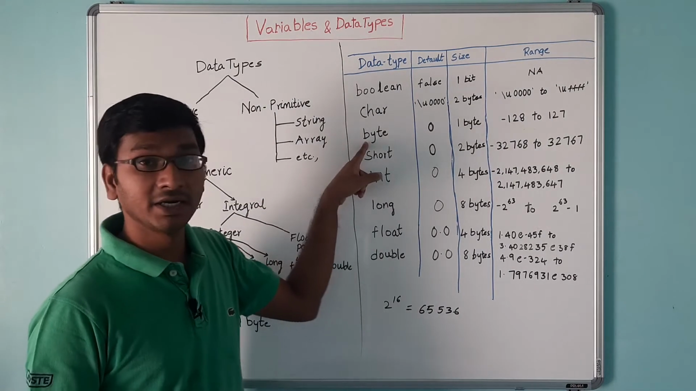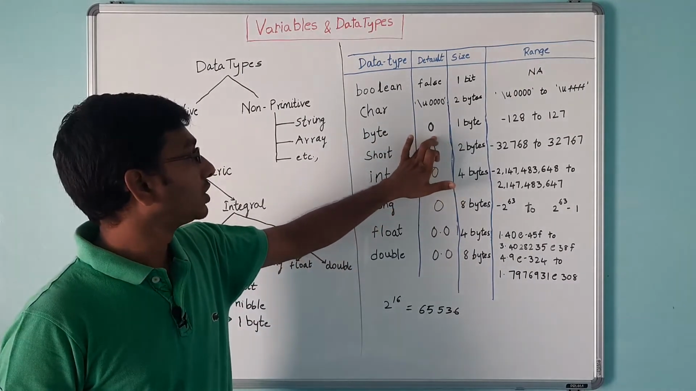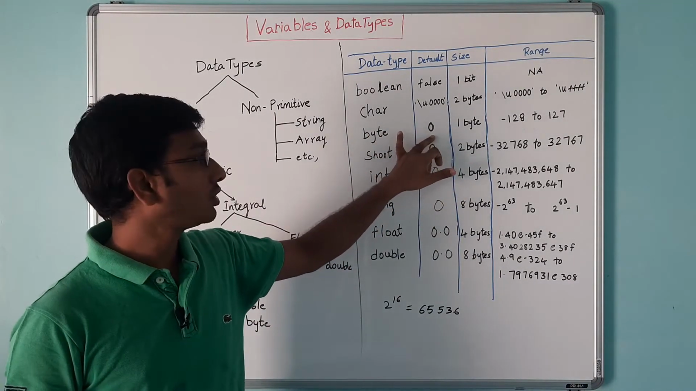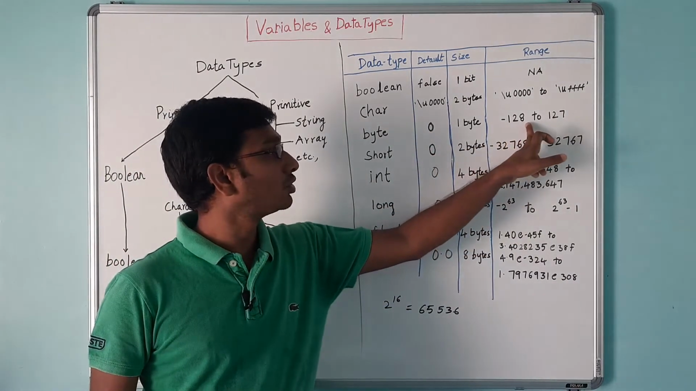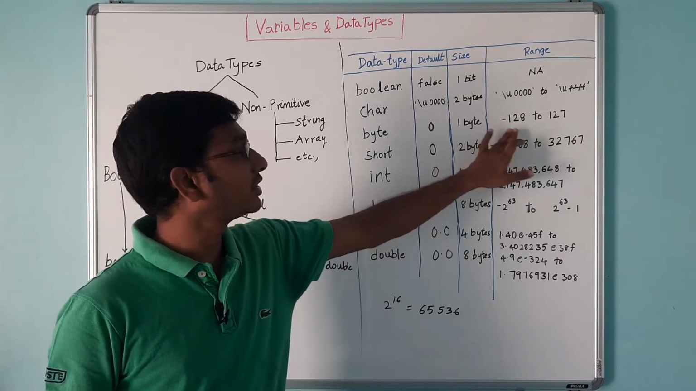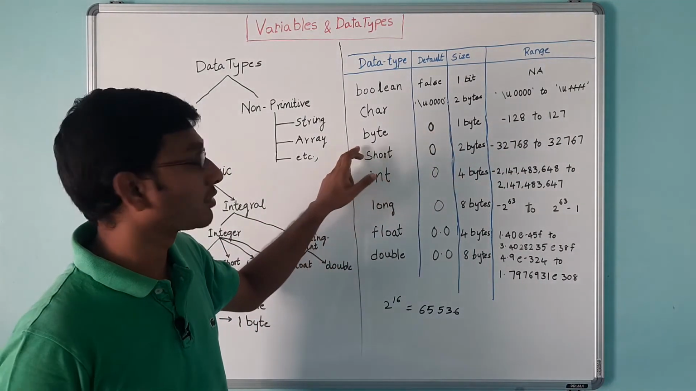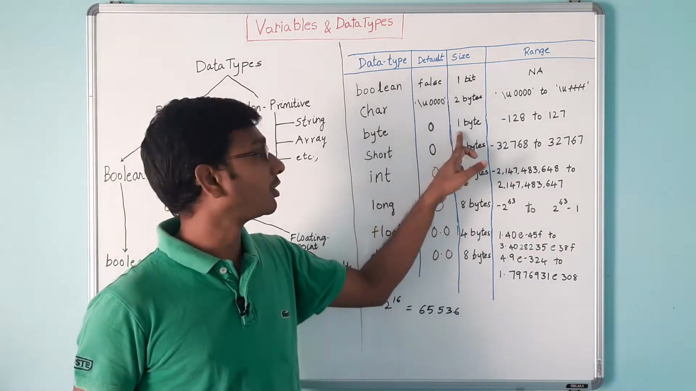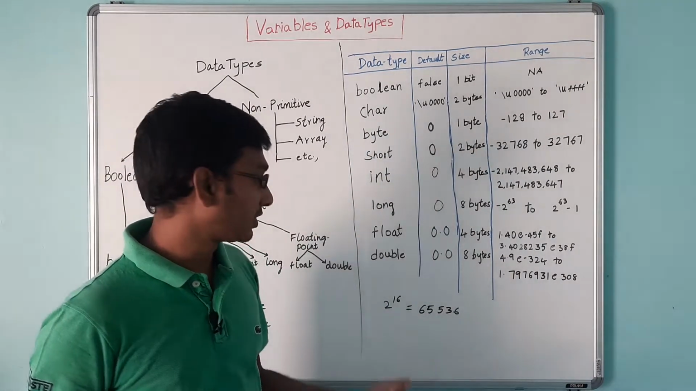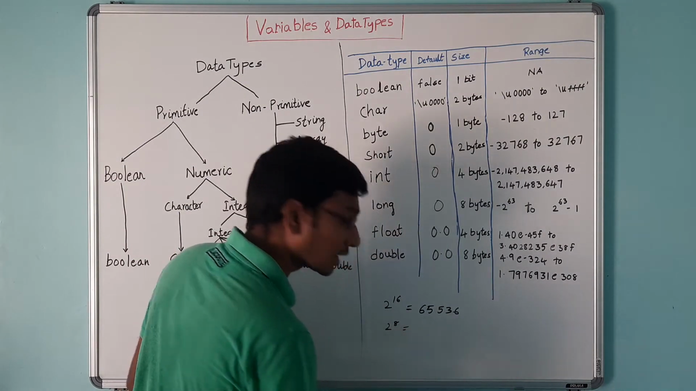Byte data type stores whole numbers. The default value is 0 and it requires 1 byte of memory, and the range is -128 to 127. We can calculate this range by looking at the size it requires in memory. Byte requires 1 byte of memory, so 1 byte is 8 bits. With 8 bits you can represent 2 power 8 numbers.